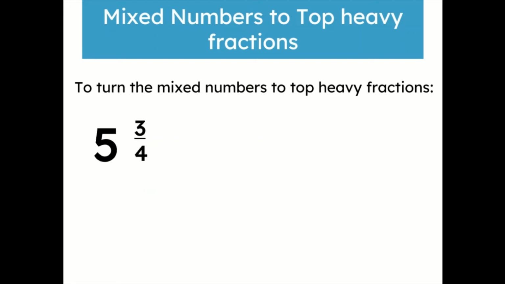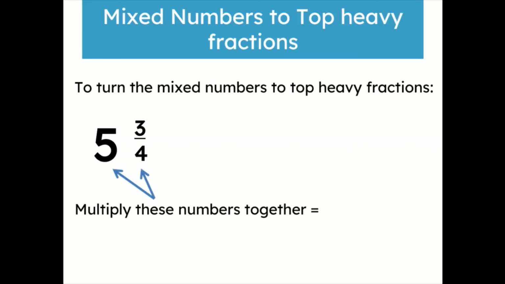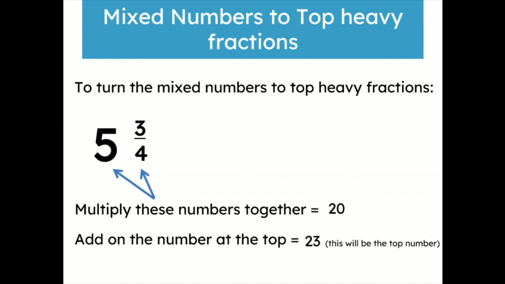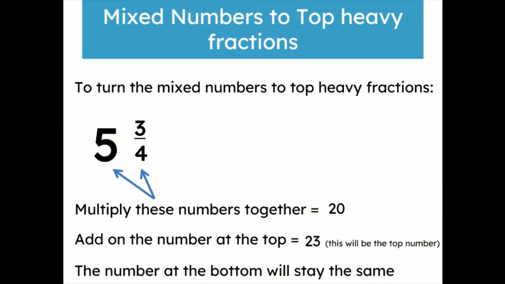5 3/4. Multiply the two numbers together. 5 times 4 is 20. Add on the number on the top, so 20 plus 3 is 23. That will be my top number. The number on the bottom will stay the same, so this is 23/4.